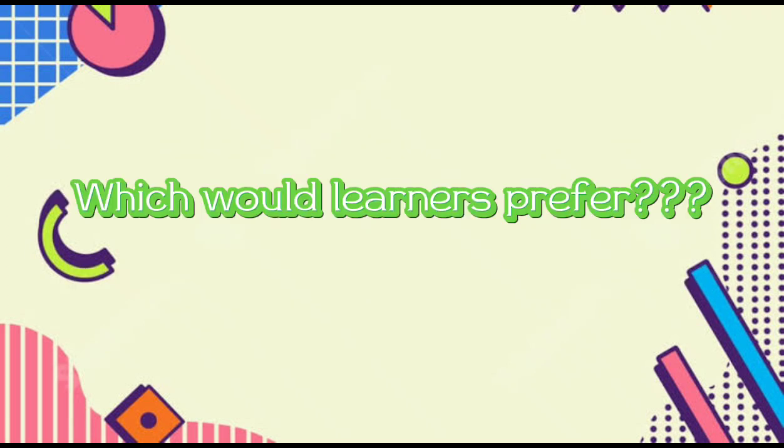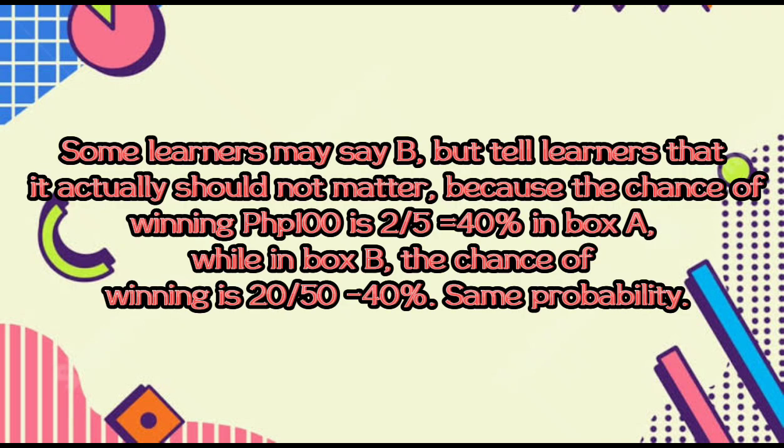Which would learners prefer? Some learners may say B, but tell learners that it actually should not matter, because the chance of winning 100 pesos is 2/5, or 40%, in Box A, while in Box B, the chance of winning is 20/50, or 40%.